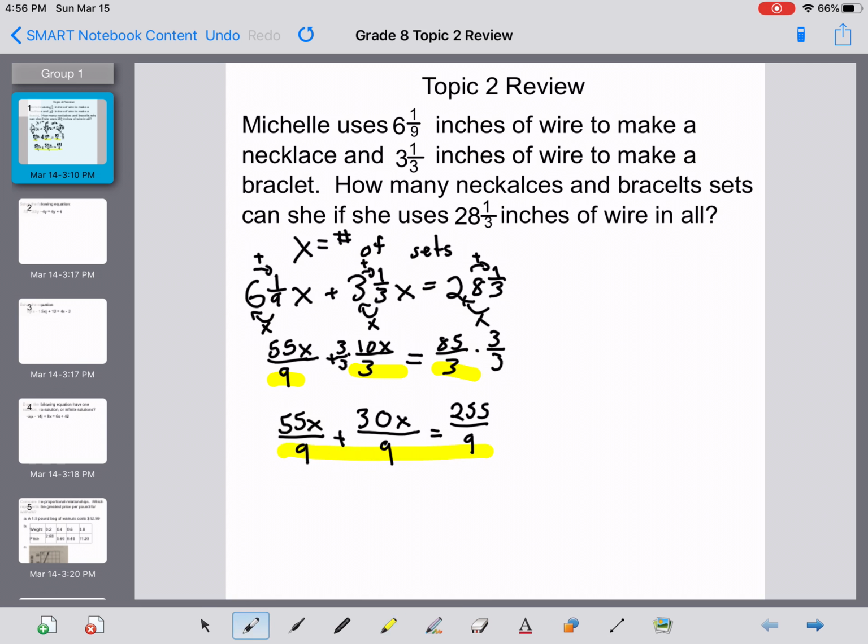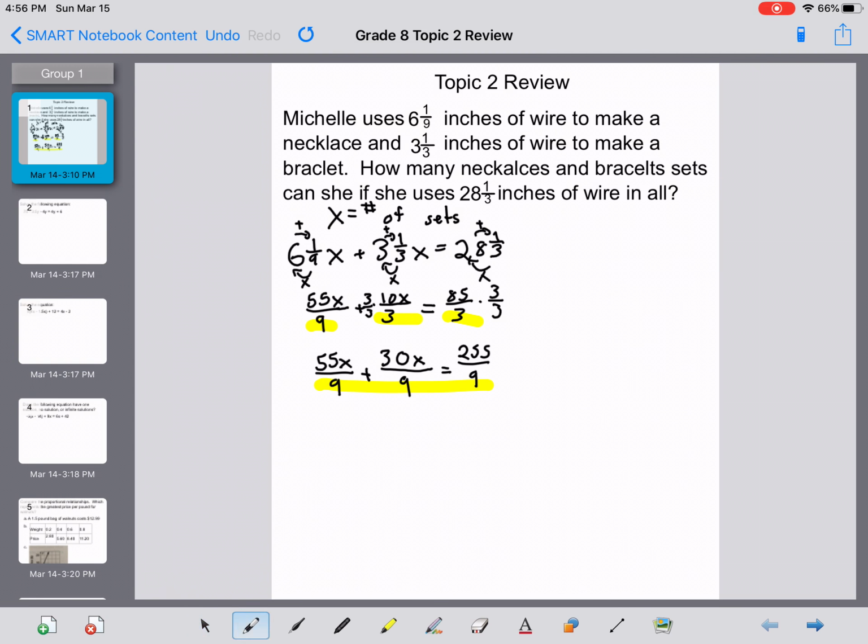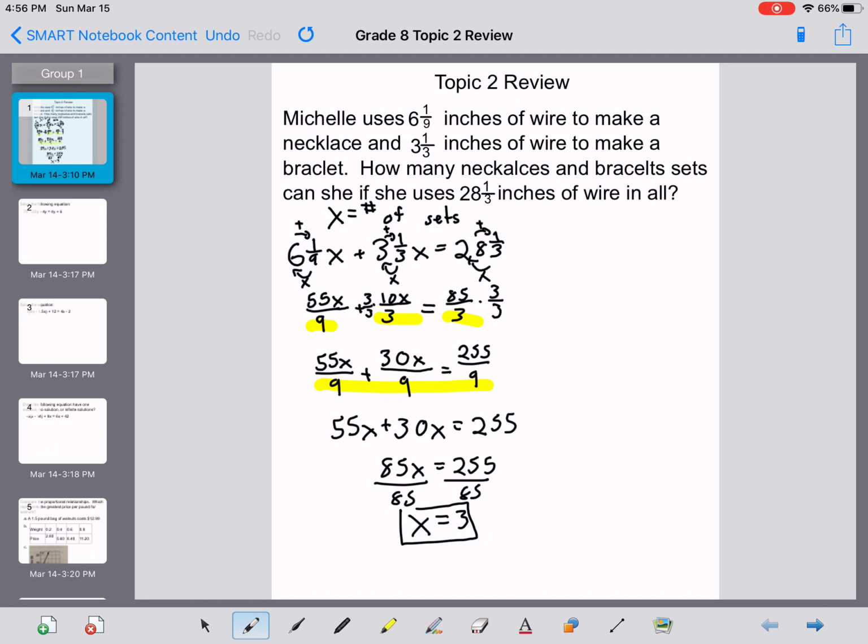Now, since all of my denominators are the same, I can just get rid of them. I would have 55x plus 30x equals 255. 55 plus 30 is equal to 85x equals 255. Divide both sides by 85. 255 divided by 85 is 3. X equals 3. So that means that Michelle can make 3 sets of necklaces and bracelets.